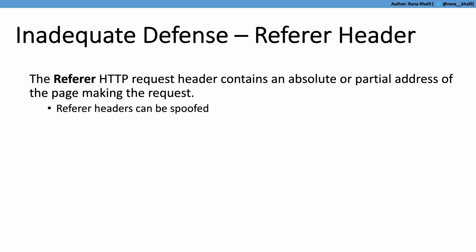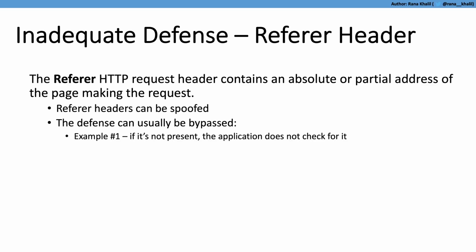Now, the reason we say it's insecure is because referrer headers can be spoofed. This is not an easy attack to do, and you have to have certain conditions satisfied before you can actually spoof a referrer header. However, it's possible, and that's why you shouldn't use it as a defense against CSRF attacks. The second reason is usually the way it's implemented can be bypassed. I've seen two examples, and we'll see both examples in the lab videos. The first one is if the referrer header is present, it'll check it. If it's not present, it won't check it. And so what we do in one of the lab videos is we remove the referrer header completely, and all of a sudden the application accepts the request.